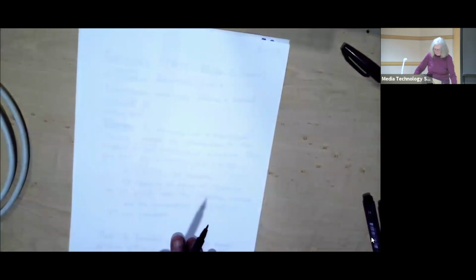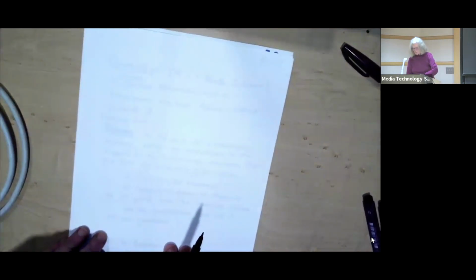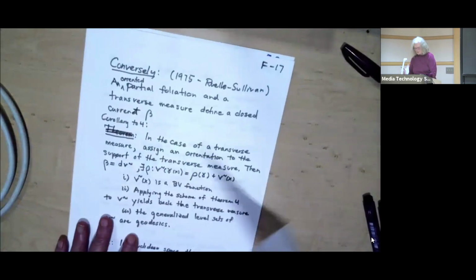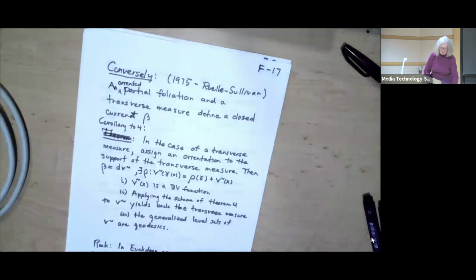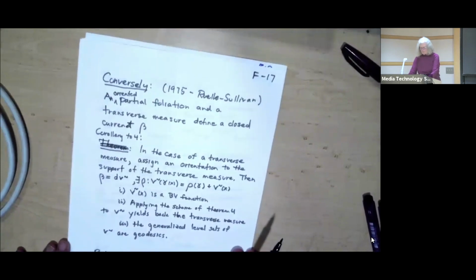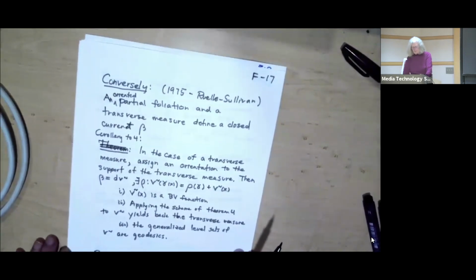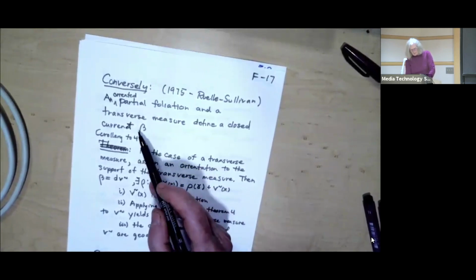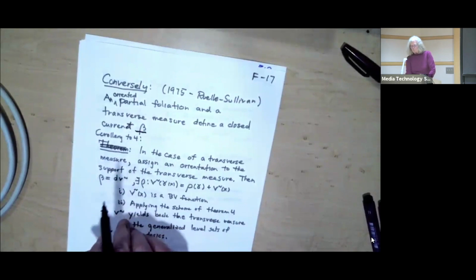And in fact, that's probably all you need to know about transverse measures, because it seems to be about the best definition I can see. I just want to mention that there does seem to be a converse, and there's a very classic paper of Ruelle and Sullivan. It's very general, in n dimensions with partial foliations and transverse measures. And what they say is that in the general context of transverse measures and foliations, we can construct a closed current.